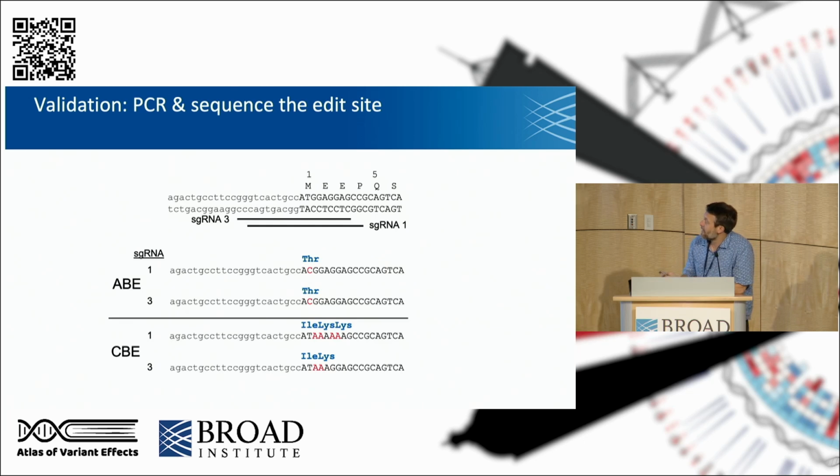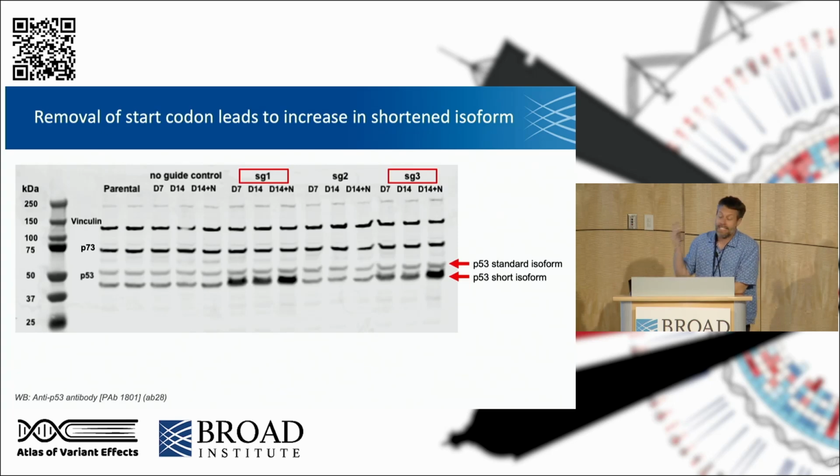So we validated them. We put these guide RNAs into cells and sequenced what was actually happening. And for these two guide RNAs that we validated, what was happening was we were actually mutating the methionine start codon to either a threonine or an isoleucine. So we were losing the normal place where translation starts. And we could see that via Western blot as well. We see a short isoform of p53 increase in abundance when we've introduced this mutation.